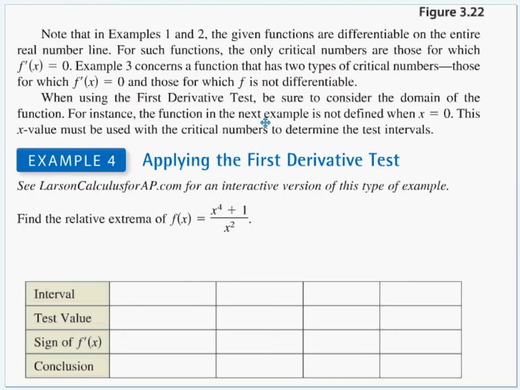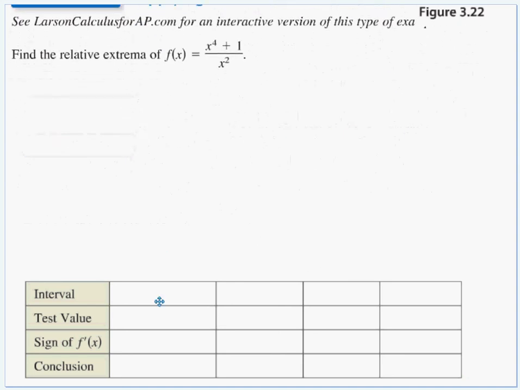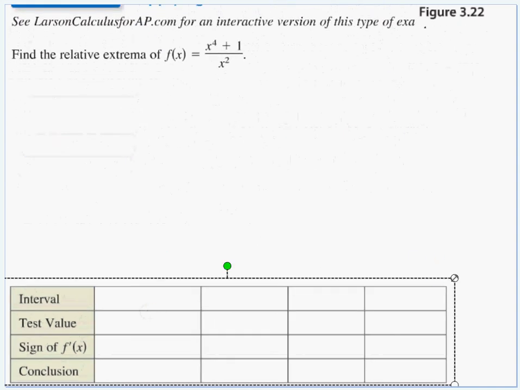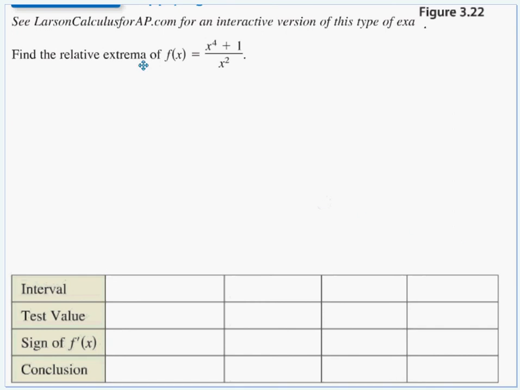When using the first derivative test, be sure to consider the domain of the function. For instance, the function in the next example is not defined at x is 0. This x value must be used for the critical numbers to determine our intervals. Okay, so let me just make this a little bigger. It says find the relative extrema of this function.